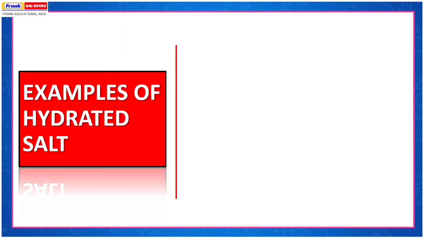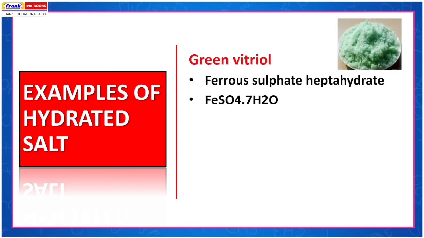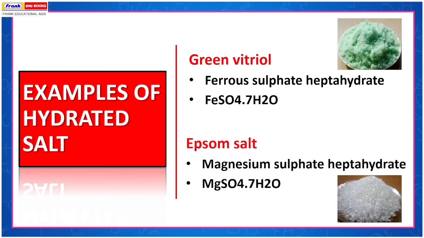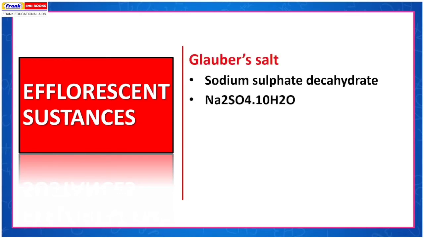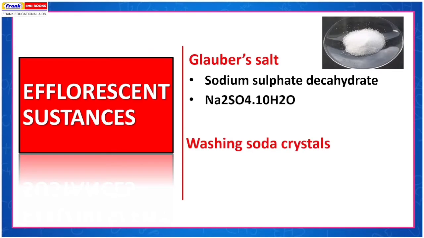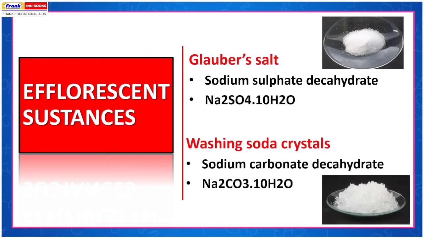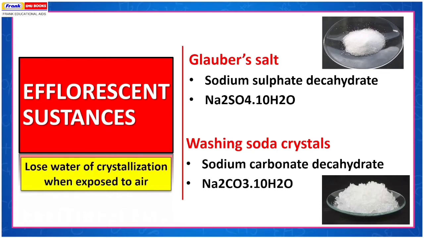Examples of hydrated salts: green vitriol, ferrous sulfate heptahydrate FeSO4.7H2O; Epsom salt, magnesium sulfate heptahydrate MgSO4.7H2O; Glauber salt, sodium sulfate decahydrate Na2SO4.10H2O; washing soda crystals, sodium carbonate decahydrate Na2CO3.10H2O. The above two, Glauber salt and washing soda crystals, are efflorescent substances.